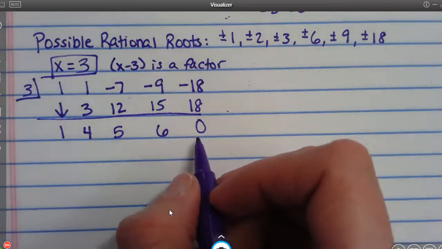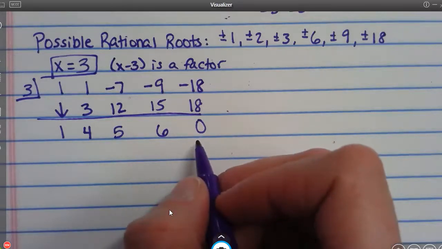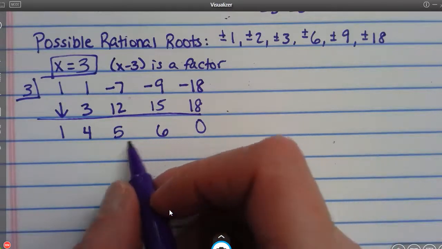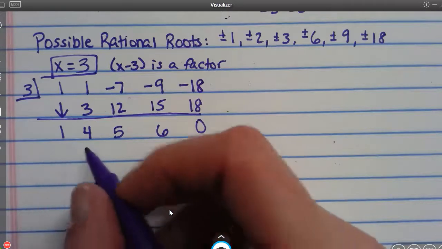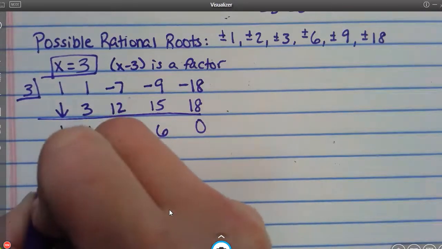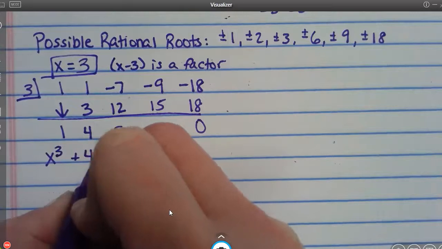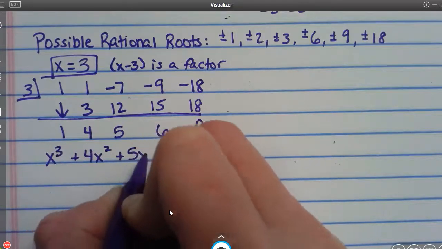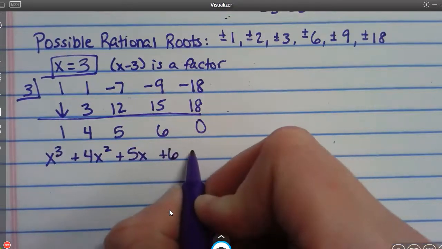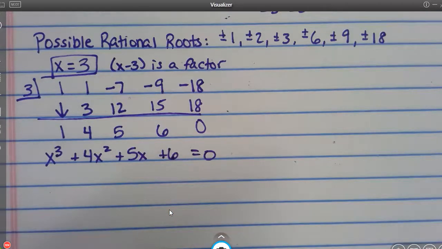And then we're going to translate this back to x's. 0 is our remainder, here's our 1s, x's, x squared, x cubed. So we have x cubed plus 4x squared plus 5x plus 6. I want to keep trying to solve that. I want to find where that equals 0.